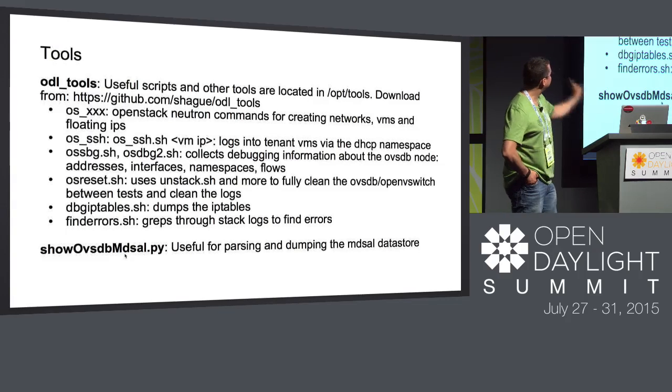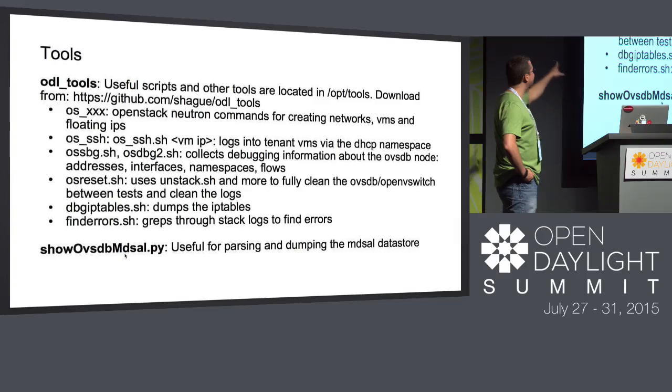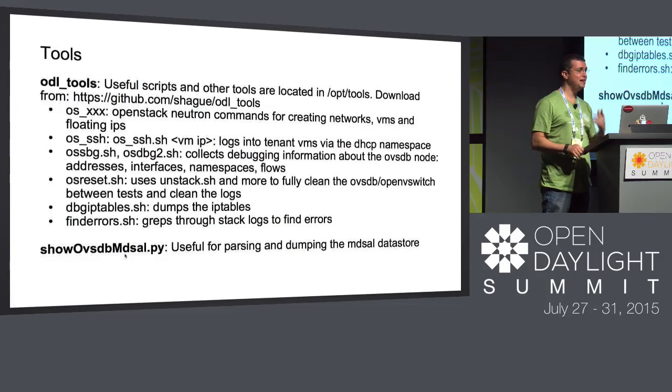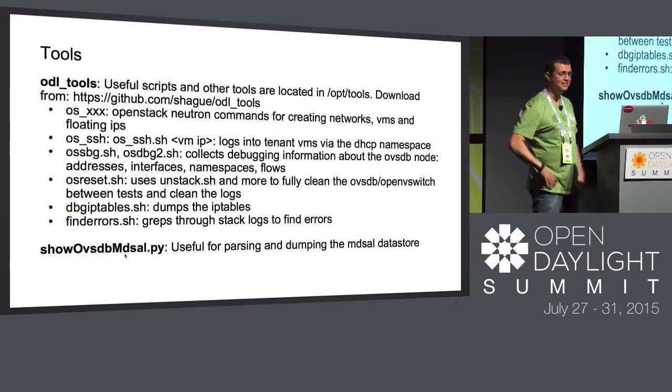I guess we already did that, but a way of getting into the tenant VMs from the outside is basically you have to do a little trick in that you go to the namespace of the DHCP and then get into the VM. Otherwise, they're completely isolated from the OpenStack nodes themselves.